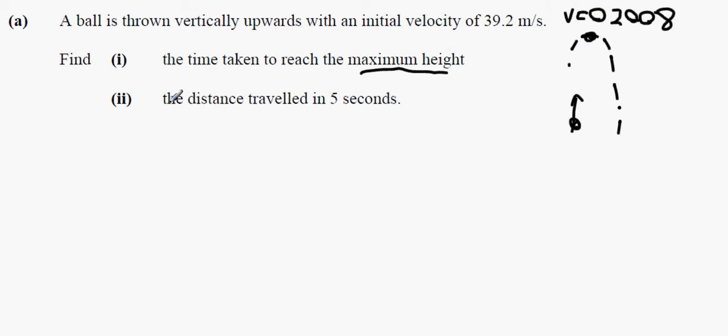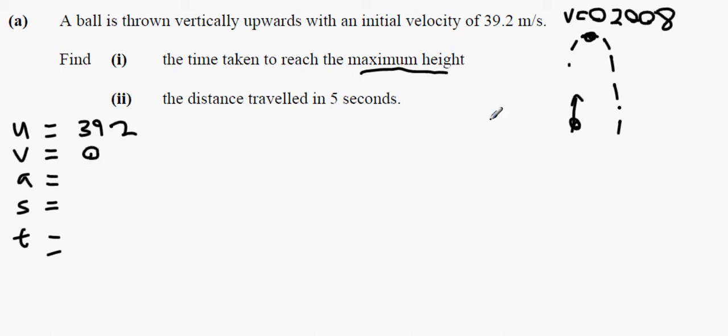So the first thing to do is UVAST your system, check out your numbers, and let's see what equation we should use. Our initial velocity is 39.2. Our final velocity is 0. It's a deceleration because gravity is acting against the ball going upwards, so it's going to be minus 9.8. We don't know S and we don't know T. We are however looking for time taken, so T is the target for the first question.